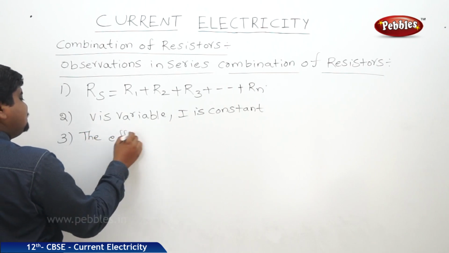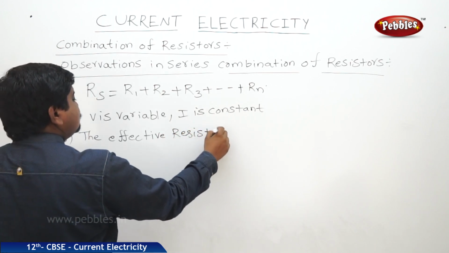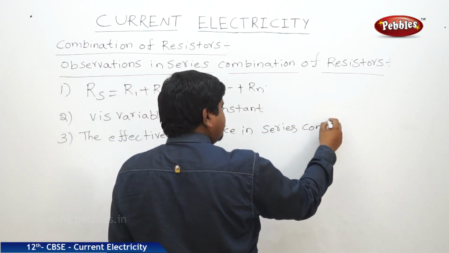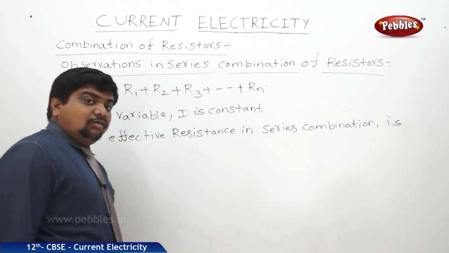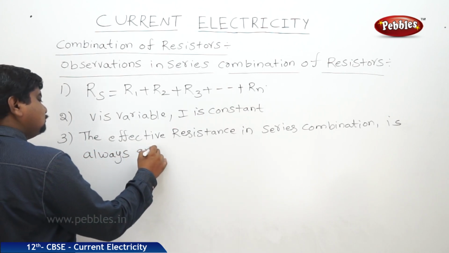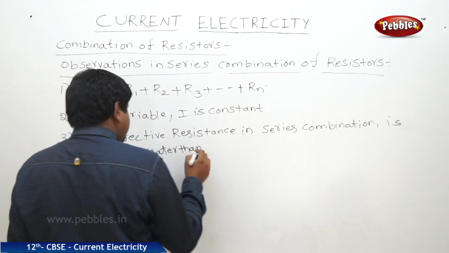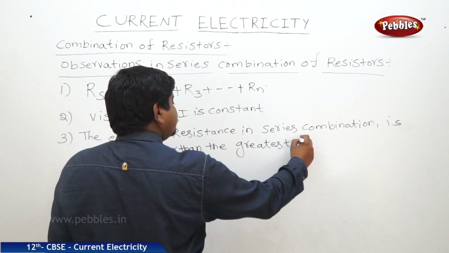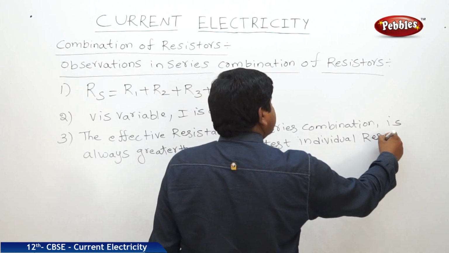The effective resistance in series combination is always greater than the greatest individual resistance.